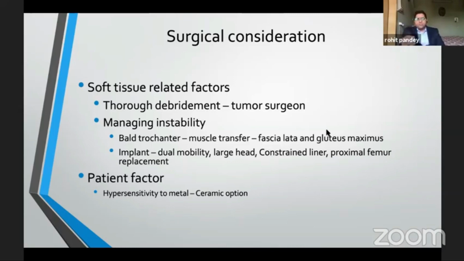If you have avulsion of the abductors only, you can repair it. But if there is a ball trochanter, you need to go for muscle transfer and you should have knowledge about it. Other implants at hand should be a dual mobility, a large head, a constrained liner, and even a proximal femoral replacement. Regarding patient factors, hypersensitivity to metal is one of the causes, and in those cases, you have to change to a ceramic head.